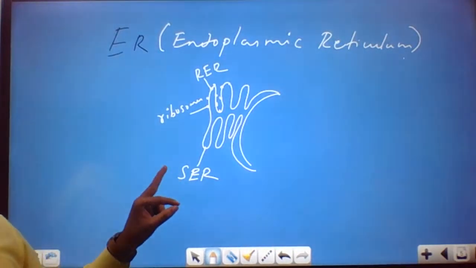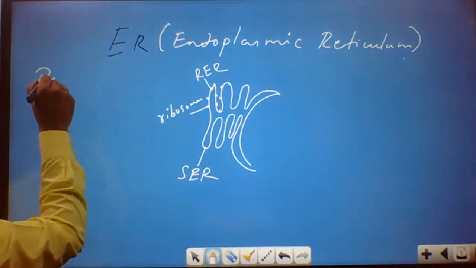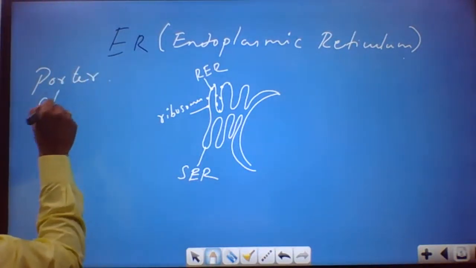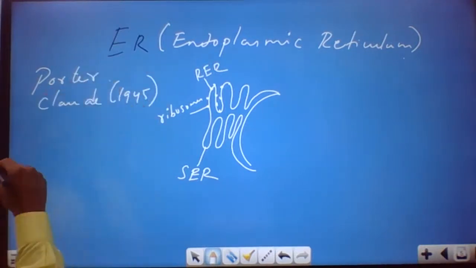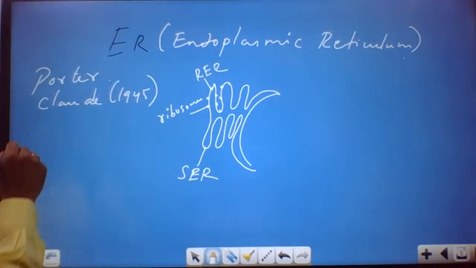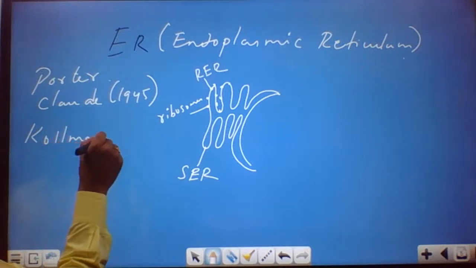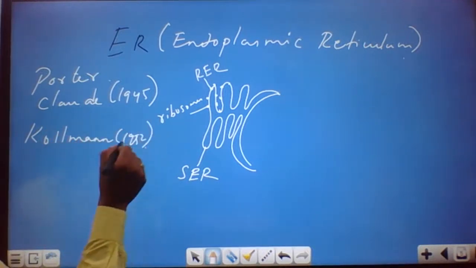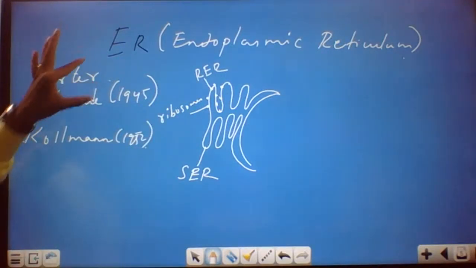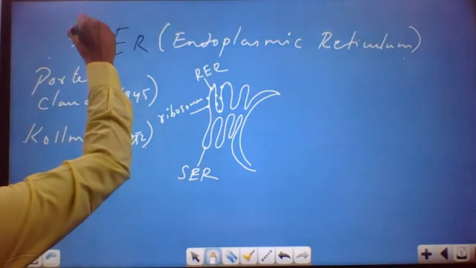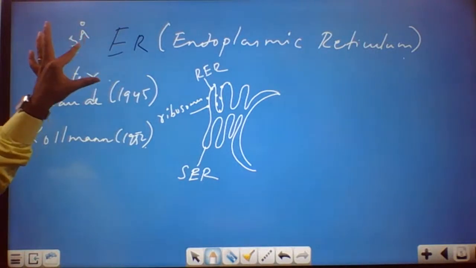The endoplasmic reticulum was first reported by Porter and Claude in the year 1945. Later, this was discovered completely by a person named Coleman in the year 1952. As far as the endoplasmic reticulum is concerned, it is a thin structure, and its size is 5 angstrom. It's very thin.